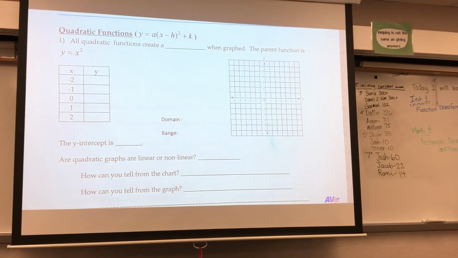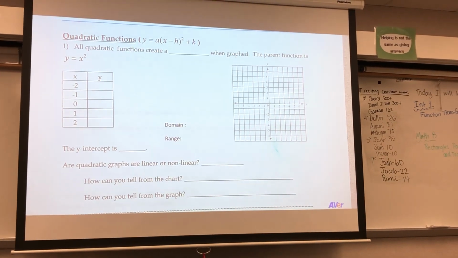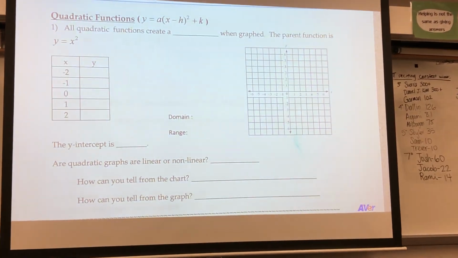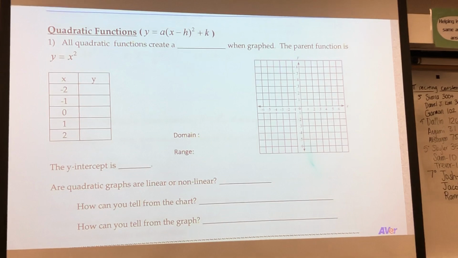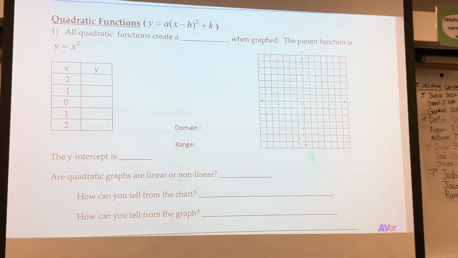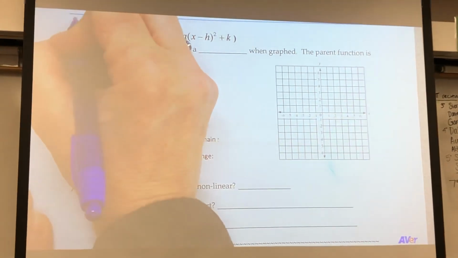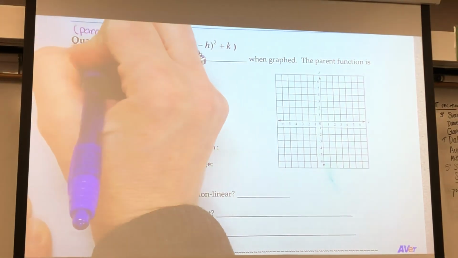So the lesson we're going to do today is on quadratic functions. We're really looking at patterns and how where we add numbers in different places causes different things to happen to the function. So let's start with the basics. We have to know what a quadratic is. Now, some of you also know it by the more common name, parabola.